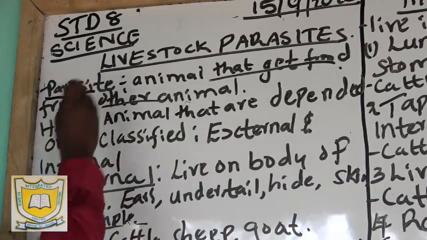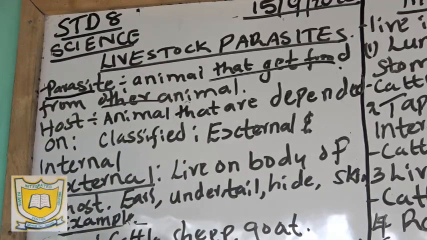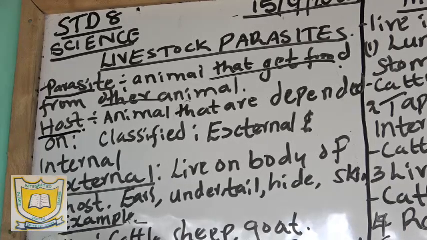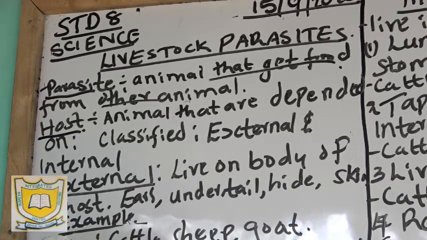Now, what is the name given to that animal that is being depended on for food? This animal is what we call a host. So a host is just an animal that is depended on. For example, a tick depends on a cow for blood, so we call the tick a parasite, but the cow is what we call a host.